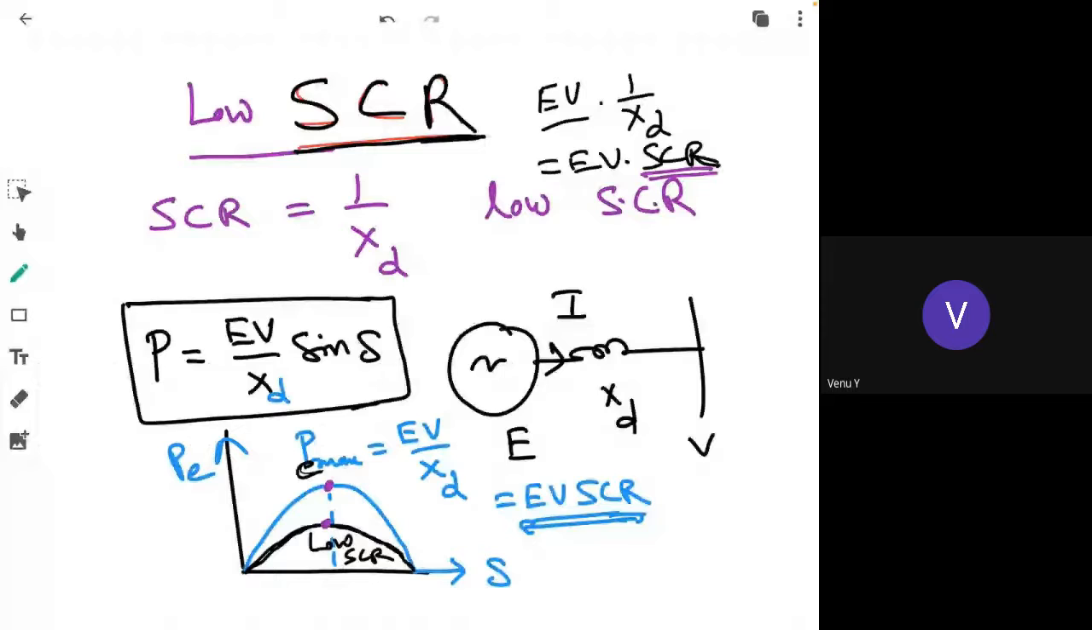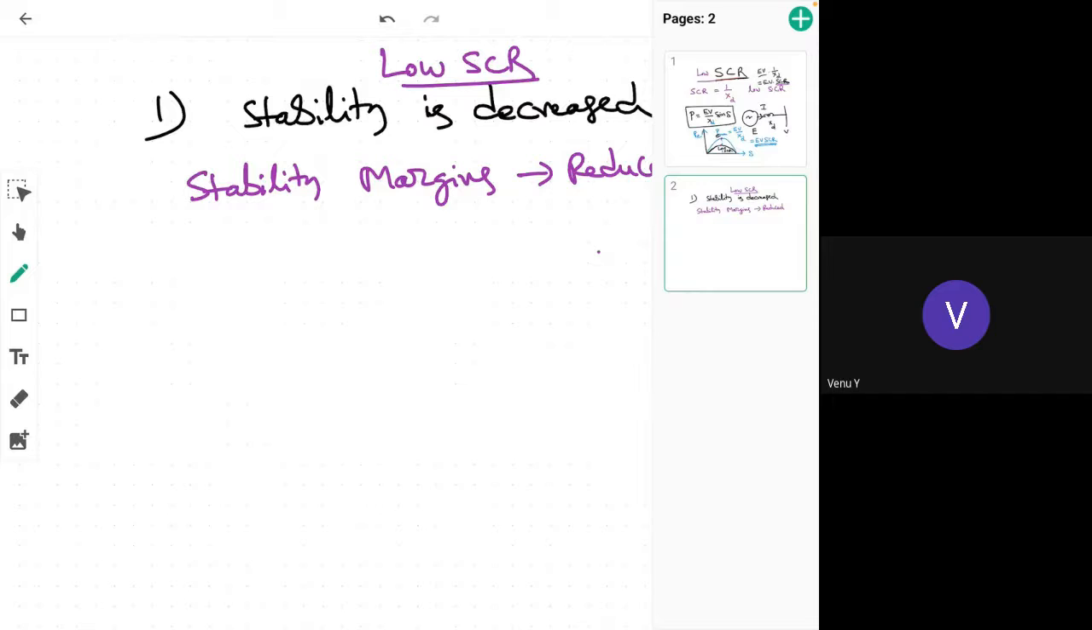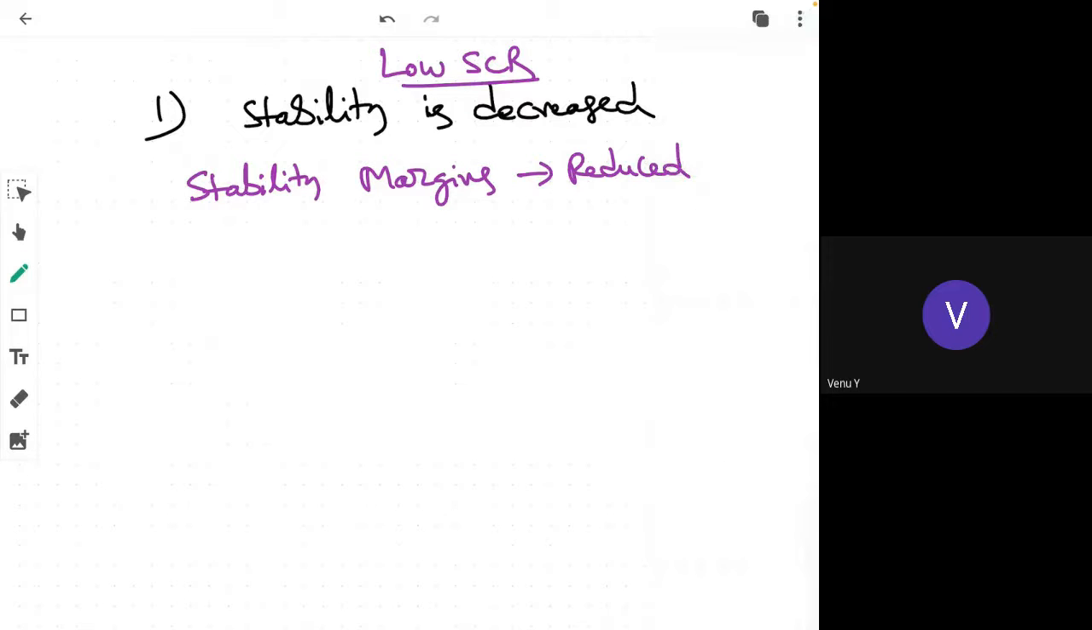When the margin is very low, the maximum power transfer, our steady state stability limit, which is equal to EV by XD, has been reduced, and hence dynamic as well as transient stability have been decreased. So in another sense, you can say that stability is decreased or stability margins have been reduced. Well, how is it possible?